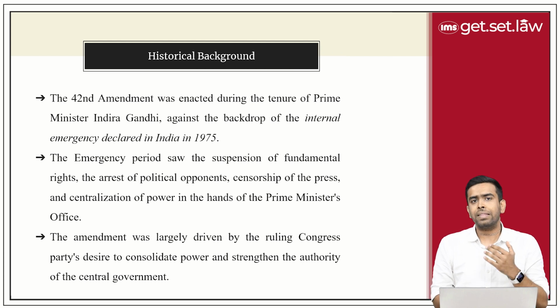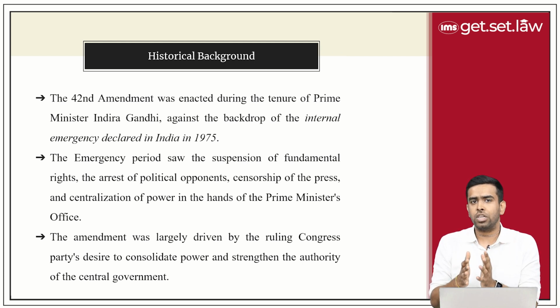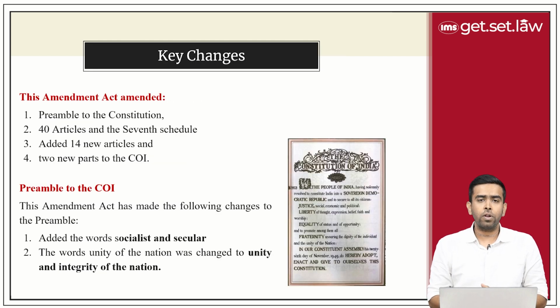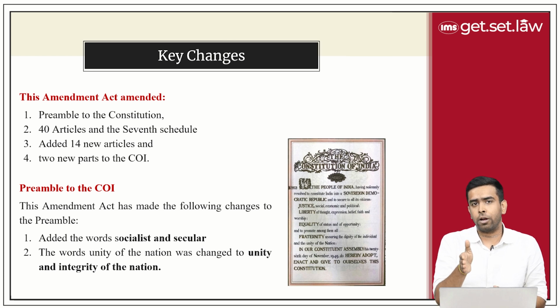So we will see what are the multiple changes which have been done in the Indian constitution. One of the prominent, major changes. First I will give you the highlight. The first change was made in the preamble. Then changes were made in 40 articles and also in the 7th schedule. Thereafter 14 new articles were added and 2 new parts were added in our constitution. I have written here COI. COI means Constitution of India.